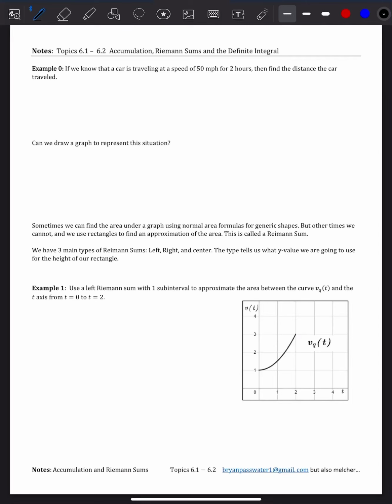We're going to be talking about Unit 6 material, starting with Riemann sums. So, before we get started, we're going to look at some things that kind of lead up to Riemann sums.